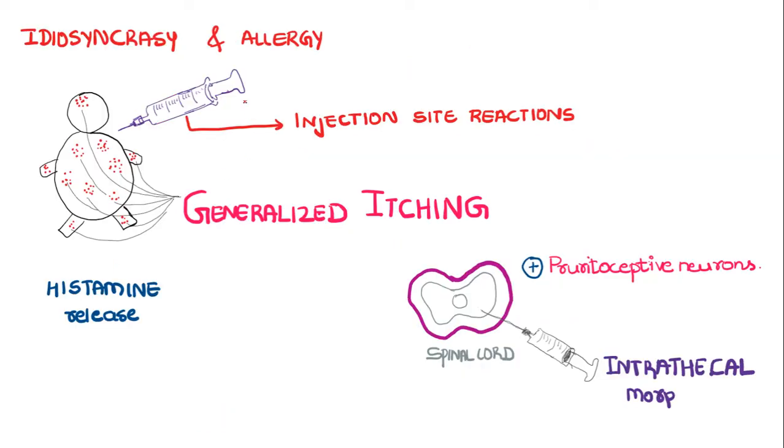So coming to idiosyncrasy and allergy. Allergic reactions usually manifest as urticaria as well as lip swelling. Basically, it can lead to injection site reactions, also called local reaction to the injection, which causes generalized itching. The reason is the release of histamine. Also, intrathecal morphine administration can lead to itching because of activation of pruritoceptive neurons in the spinal cord.